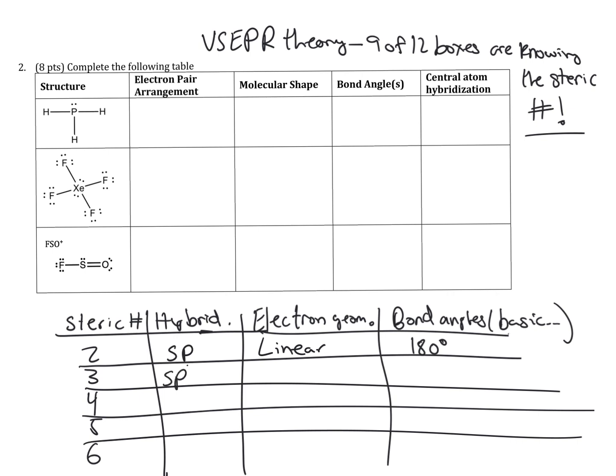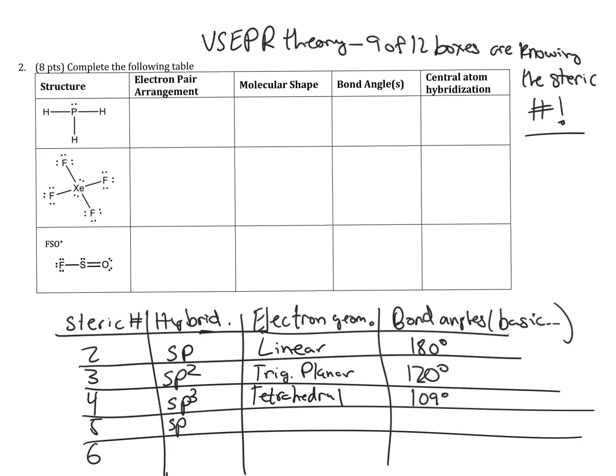For 3 things, sp2 hybrids, and the electron geometry is going to be trigonal planar. That's the best way to arrange 3 things in space. The bond angles are a circle divided in 3, which is 120. For sp3, that's our steric number of 4, that's tetrahedral, which happens to be the best way to arrange 4 things in space. The bond angles then are that magic tetrahedral angle of 109 degrees.